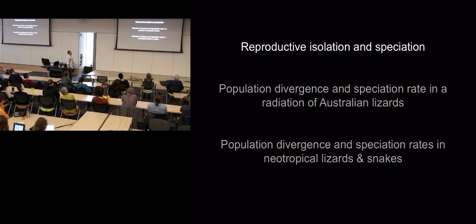So let's go back to this set of general questions that we're going to look at. The first thing I'm going to talk about is the relationship between reproductive isolation and speciation, to ask: is reproductive isolation, or the rate at which reproductive isolation evolves, a key limiting step in the speciation process?